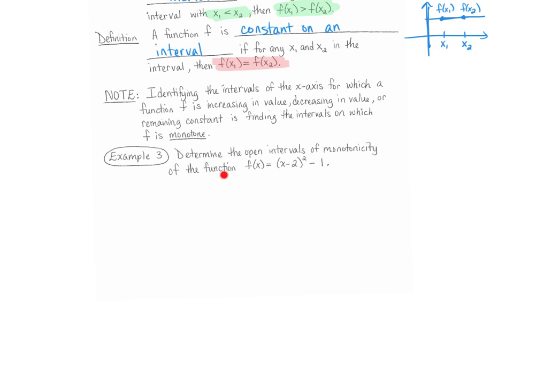Okay, so example 3, determine the open intervals of monotonicity of the function f of x equals (x minus 2) quantity squared minus 1. We're going to use the graph. So, tell me what your parent function is. X squared. You know the shape.